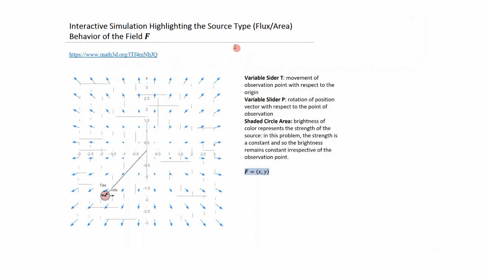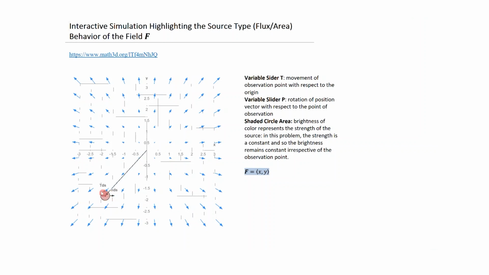All right, so this is just a simple example of what we've just discussed. This is an interactive simulation that you can click on, and you can see what happens here. You'll find that the variable slider t is the movement of the observation point with respect to the origin. So this black dot can be positioned anywhere in the xy plane. The variable slider p is the rotation of the position vector with respect to the point of observation. So that's the little black arrow here.